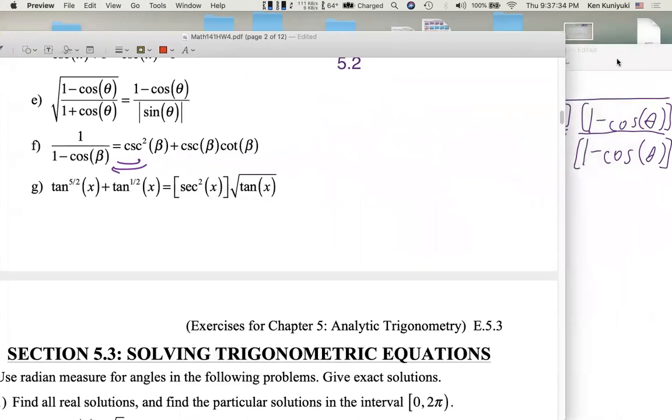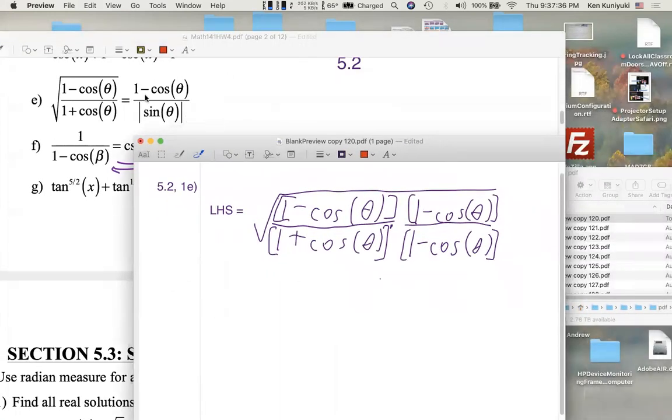Take a look at the target. It's good to aim for the target. Basically, on the top, we're removing the radical. So what are you inclined to do? Well, here's kind of a hint. I'll do this in blue.